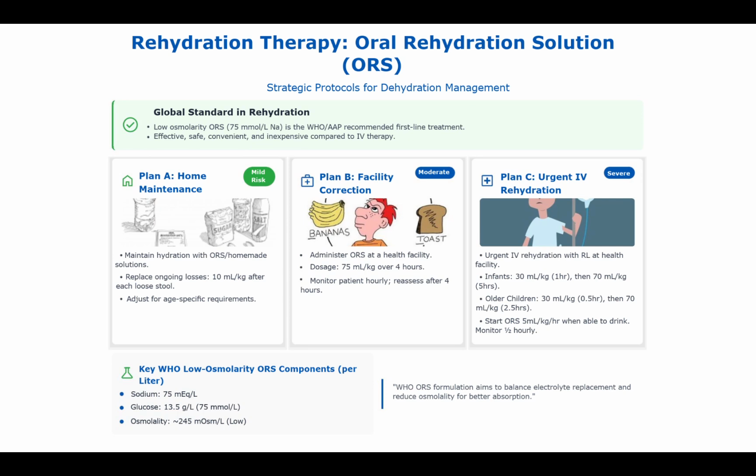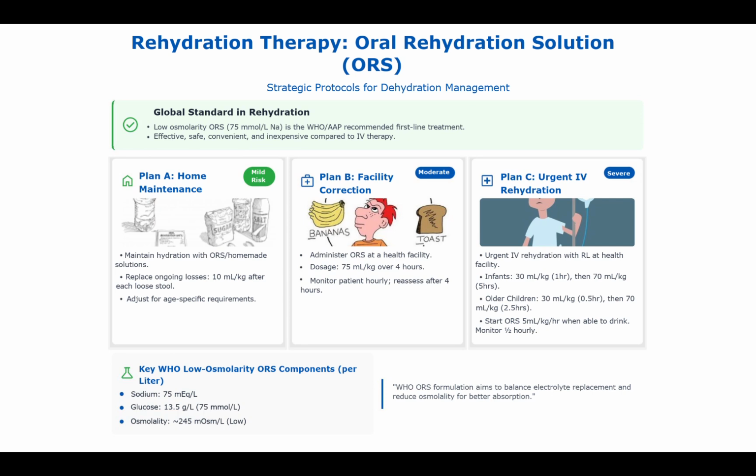Plan B addresses some dehydration. This requires correction of existing fluid and electrolyte deficits, ideally at a health facility. ORS is administered at 75 ml per kg of body weight over a period of 4 hours. Close monitoring every hour is essential, with a reassessment after 4 hours. If the child is still in Plan B after reassessment, the treatment can be repeated. If rehydrated, they shift to Plan A.